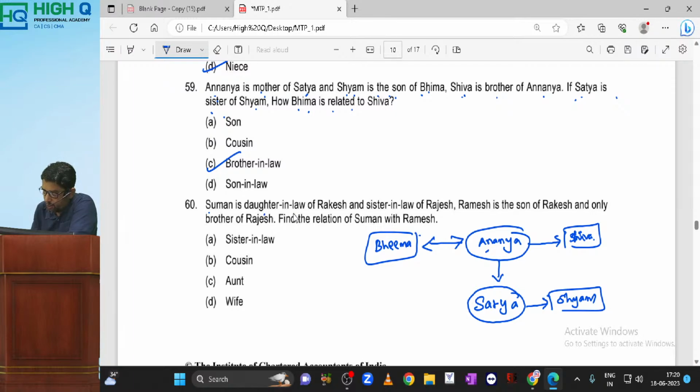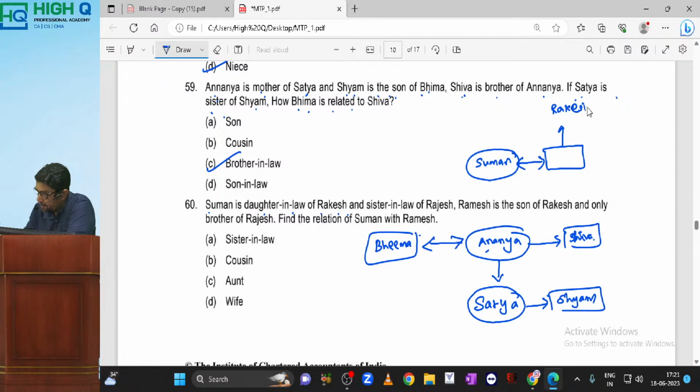Suman is daughter-in-law of Rakesh. It is clearly given daughter-in-law of Rakesh. That means Suman has got her husband. I don't know who is her husband, and that husband's father is Rakesh. Correct? Then only Suman will be the daughter-in-law. And sister-in-law of Rajesh. So Suman is sister-in-law of Rajesh also. Therefore, Suman's husband's brother is Rajesh.